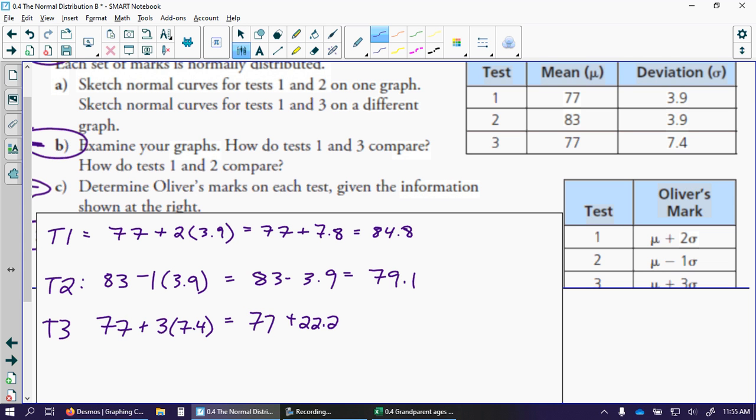So 77 plus 22.2, he would actually be 99.2. And a question I thought about today is, on test number 1, is it possible or likely to have a mark of 99.2? That's something we can talk about. So those were 2 of the questions. If you haven't finished the rest of the assignment, you need to work on those.